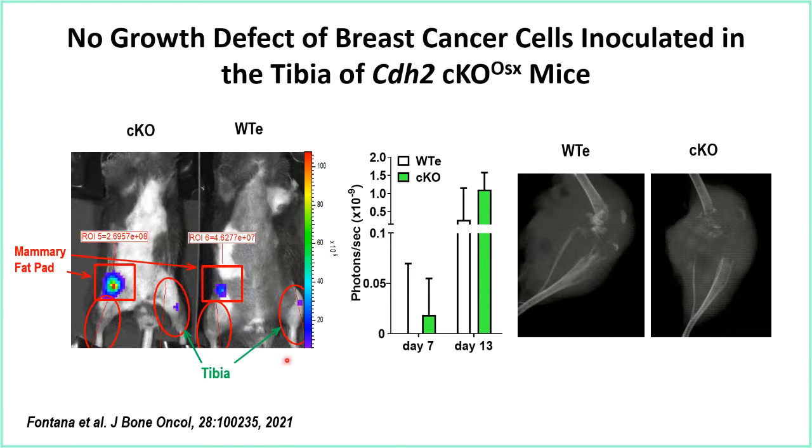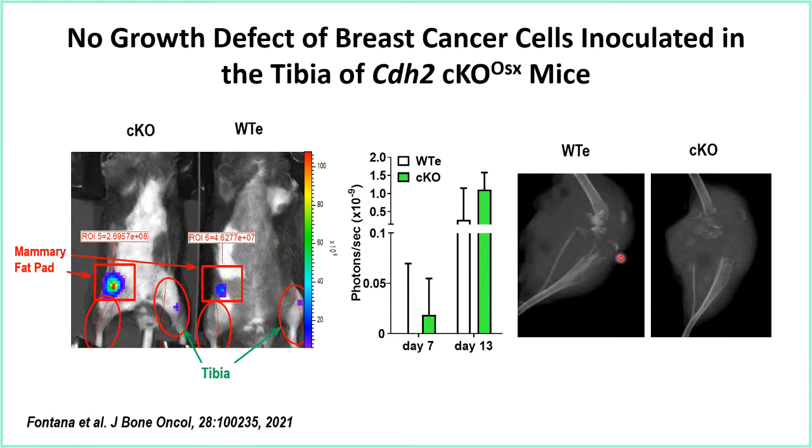So this is a bioluminescent scan of 2 mice with the 2 tumors injected. The one in the tibia, as you can see here in the ovals, seem to grow pretty much at the same rate. This is, I think, after 1 week of injection. And in fact, if you look down here on the X-rays on the right-hand side, you'll see the amount of destruction caused by those tumors is pretty much the same in the knockout and the wild type. If anything, there is even more osteolysis in the knockout.